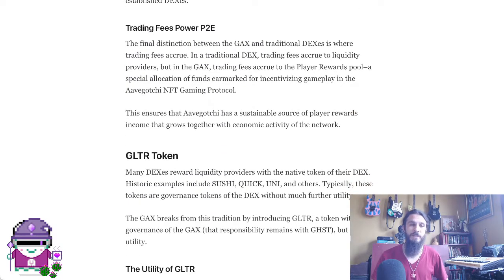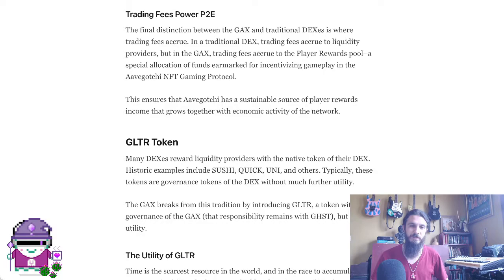So the trading fees that are collected are going to go towards the player rewards pool. It is going to be for incentivizing gameplay, whether that be just within the Aavegotchi community or trying to bring people from outside in with some of these play-to-earn incentives. And that's really cool. Those are the three things that really set us apart from other DEXes.